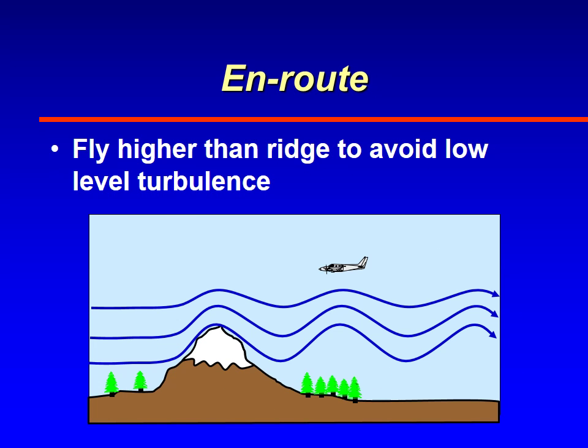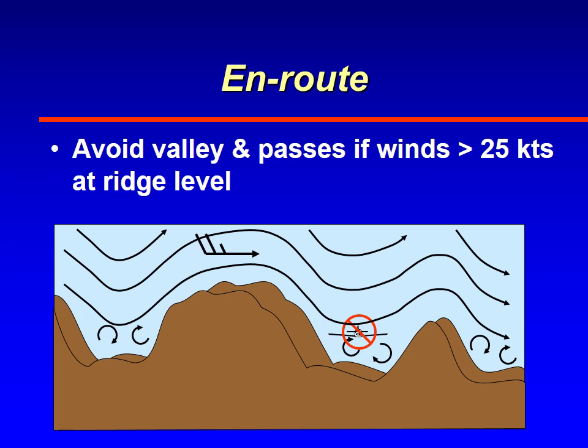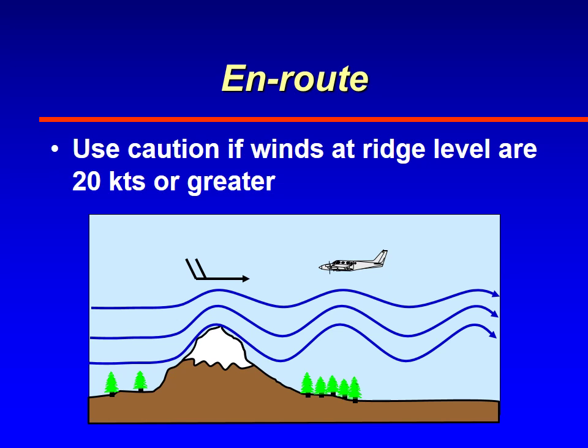Also, typically you want to fly higher than the ridge to avoid the low-level turbulence, unless, of course, you've got the vertically propagating waves, and we talked about how to identify those. As you approach mountains, you want to be able to turn quickly to avoid those. If you experience extreme turbulence, then it's easier to make another 45-degree turn than a complete 180-degree turn. As I mentioned, avoid flying down in the valleys, especially when the winds are more than 25 knots. And use caution when you're going over mountains when the wind speeds at the ridge level are 20 knots or greater.